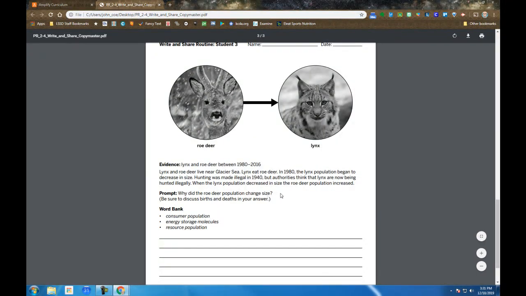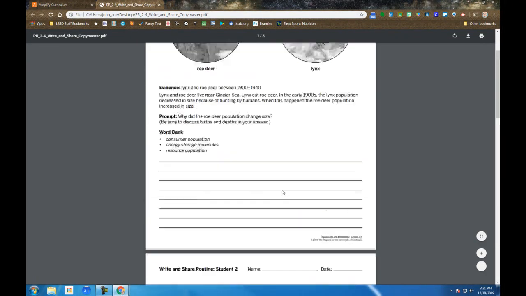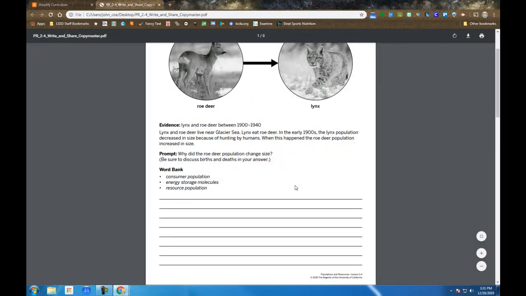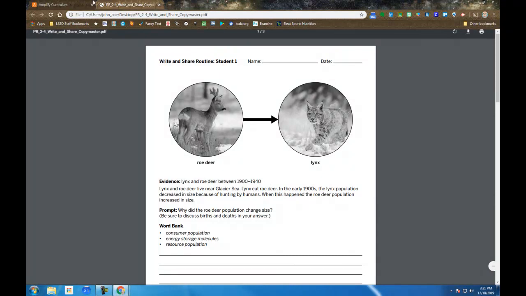So with the information on the handout, you'll be writing an explanation to the prompt that you have, and then your group is going to discuss all 3 of the handouts, both what's unique about that window of time and then what changes over time.